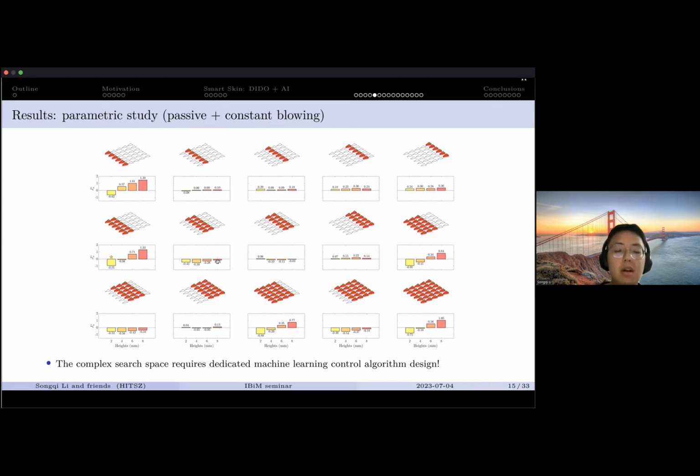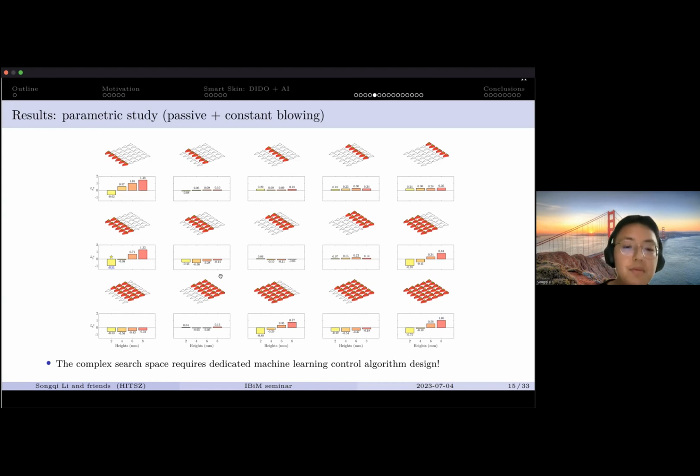So this means there is strong interaction between the passive component and the active component. And also, although the activation patterns are the same, like for this case, when the first two rows are active, for the minimum height it will achieve a very guaranteed flow control improvement. However, when the height keeps increasing, the flow control result becomes worse and worse.